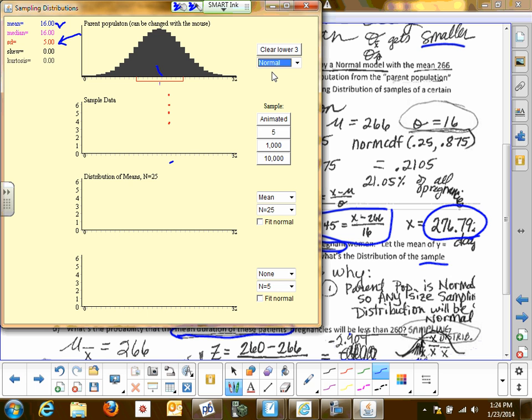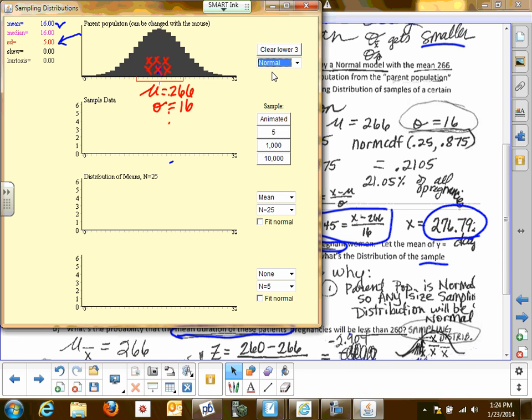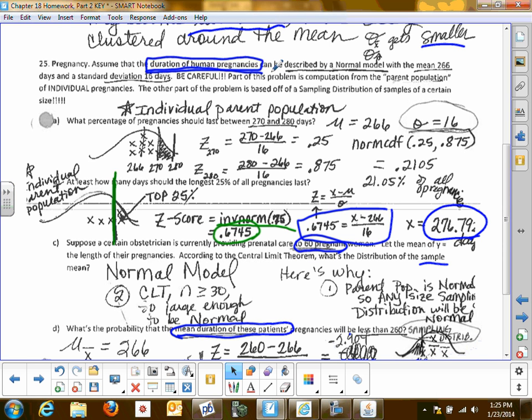This is a pregnancy. This is the length of your mama's pregnancy. This is the length of my mama's pregnancy. This is the length of my pregnancy. And so on and so forth. These are individual pregnancies, and the mean, it says, is 266, and the standard deviation is 16 days. So these are days.